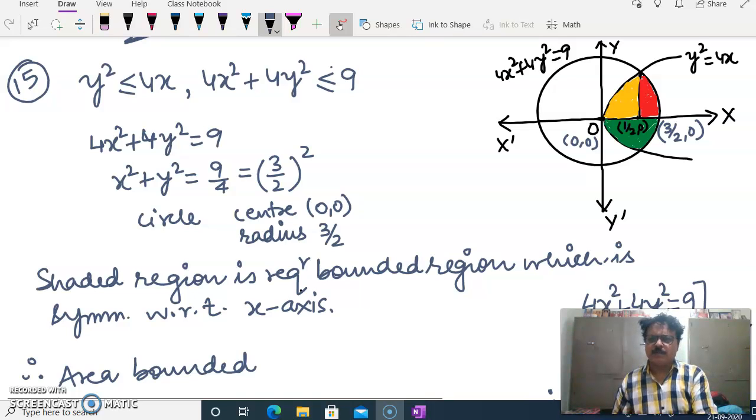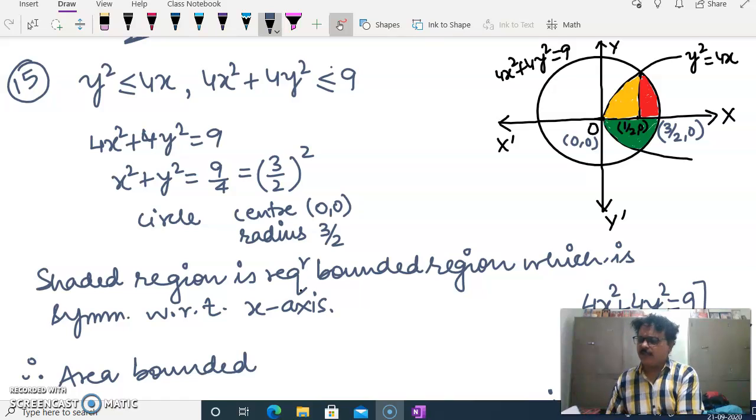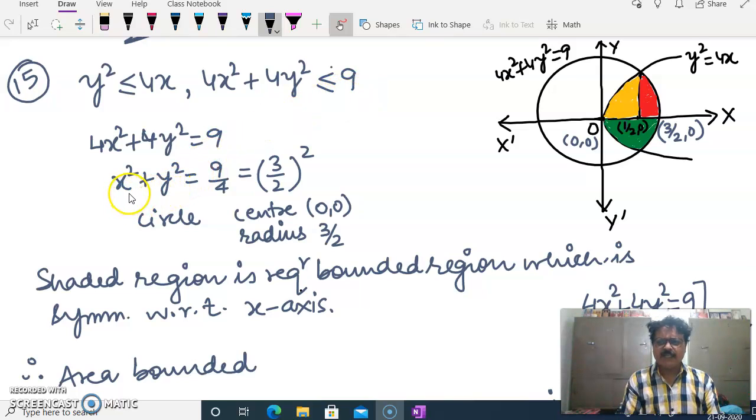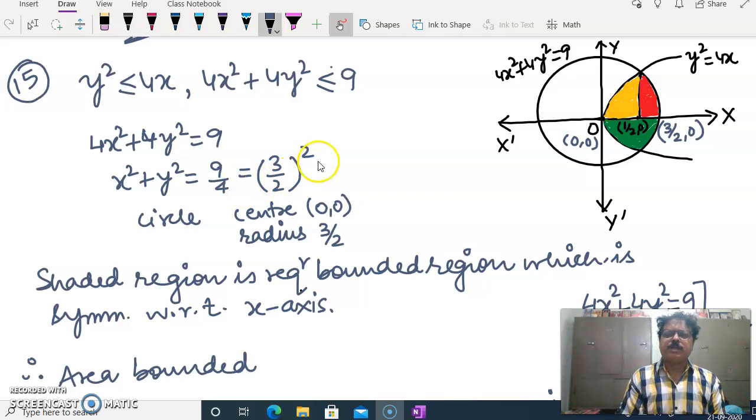Now let us take question number 15, which says we have to find the area bounded between the curves y square less than equal to 4x and 4x square plus 4y square less than equal to 9. As we know that y square is equals to 4x is a parabola symmetric with respect to x-axis, and this 4x square plus 4y square is equals to 9 can be written as x square plus y square is equals to 9 by 4, which is 3 by 2 squared.